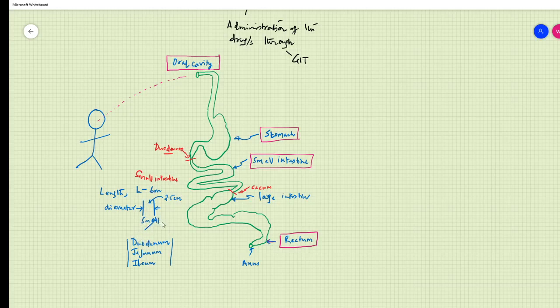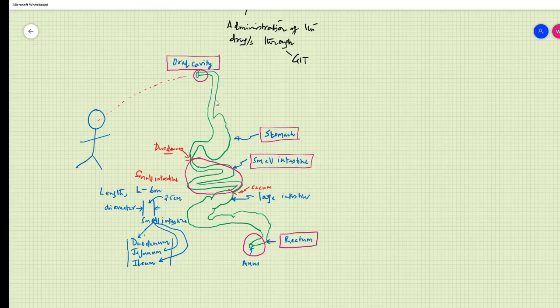Let's write it down here. The small intestine has 3 parts basically: duodenum, jejunum, and ileum. Drugs that are administered are meant to be absorbed from this area. They are meant to be absorbed in the small intestine, that area, and the rectal area, that area.